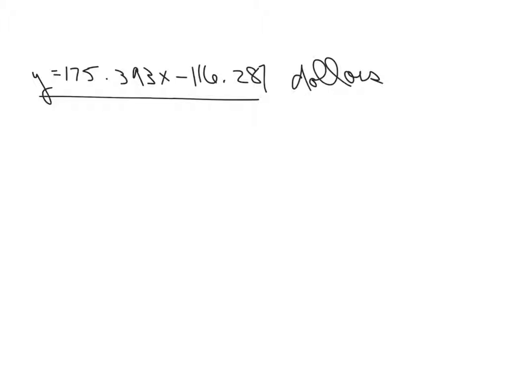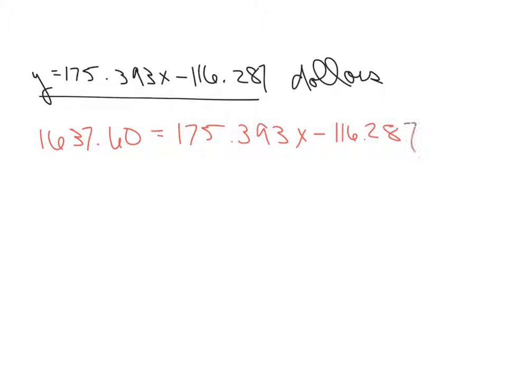Okay, and in this particular case, it says, what is the interest rate if the interest is 1637.60? Remember this, y is the amount of interest that we paid. What is the amount of interest? 1637.60. And that equals 175.393x minus 116.287. So we're going to solve for x there, and when we solve for x, that'll give us the interest rate. Okay, so not a whole ton there.